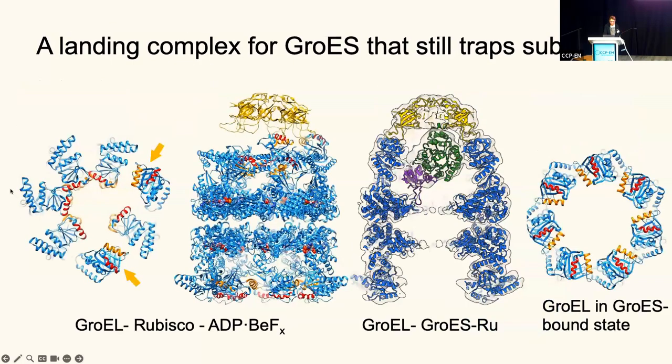So that gave us a new mechanistic idea. Well, there should be three of these. Yes, this was an earlier model. So there should be three in a possible GroES acceptor state, and then other ones hanging on. So the idea is it's a kind of landing complex for the GroES while the substrate's there.